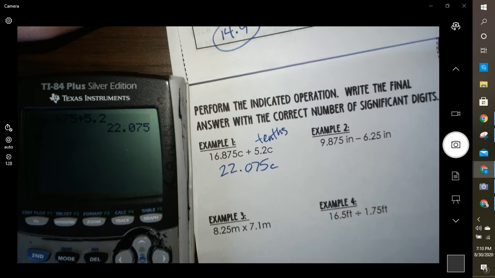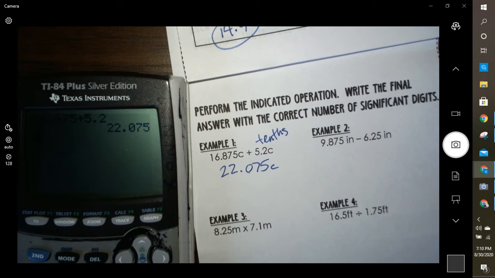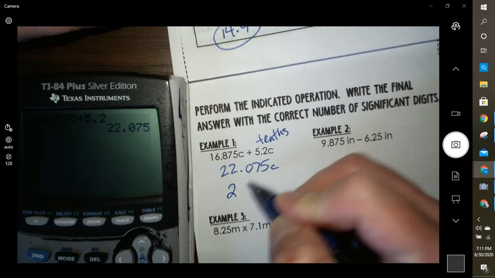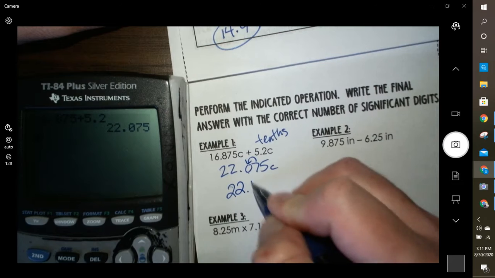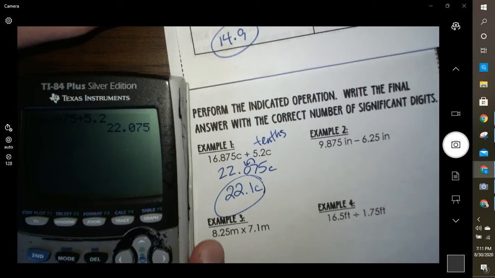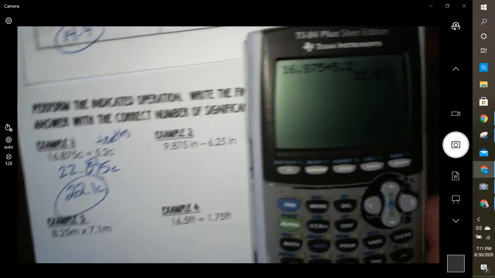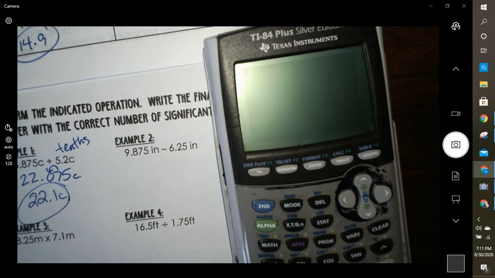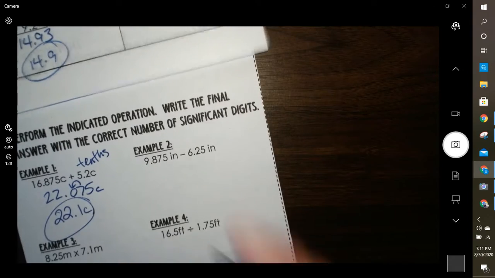With this one, we notice that we have a 0, but next to it is a 7, leaving us to round that 0 up to a 1. So let's go ahead and round that up. That 7 tells the 0 to go up to 22.1 centimeters. And there's our answer for that one. I'm going to jump on the calculator here for example 2 as well, to speed up the process. 9.875 minus 6.25, and we get 3.625.